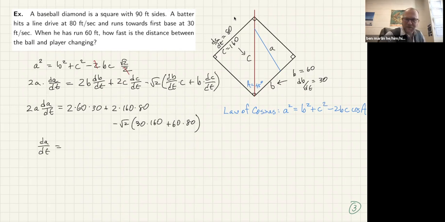I am going to go to a calculator for this because those numbers are just too much for me. So bear with me just a second here.